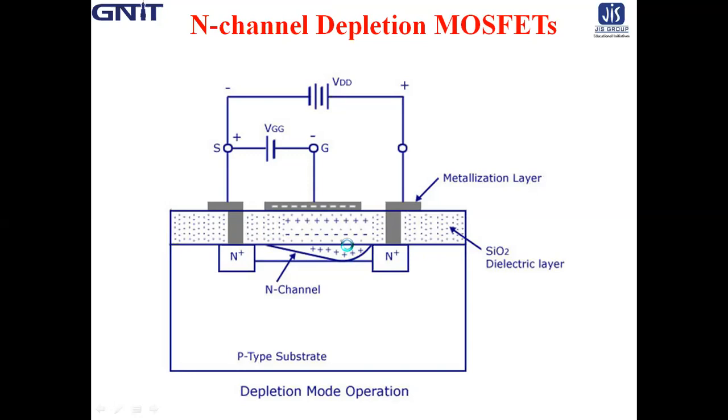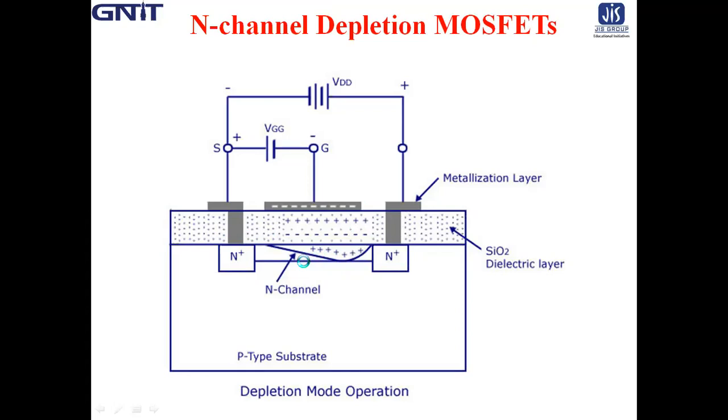An effective depletion of majority carriers, that is electrons in the channel, due to negative gate voltage with respect to source takes place, for which this MOSFET is designated as depletion type MOSFET. The channel region near the drain is more depleted than near the source. See here, source is less depleted and just near the drain it is more depleted.